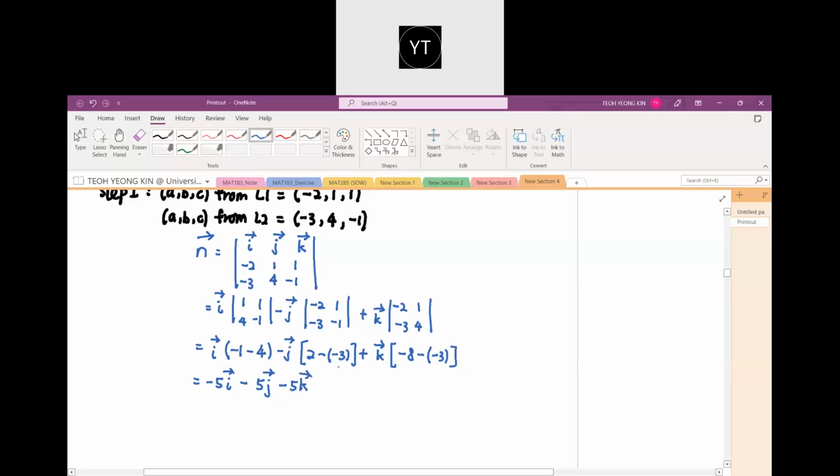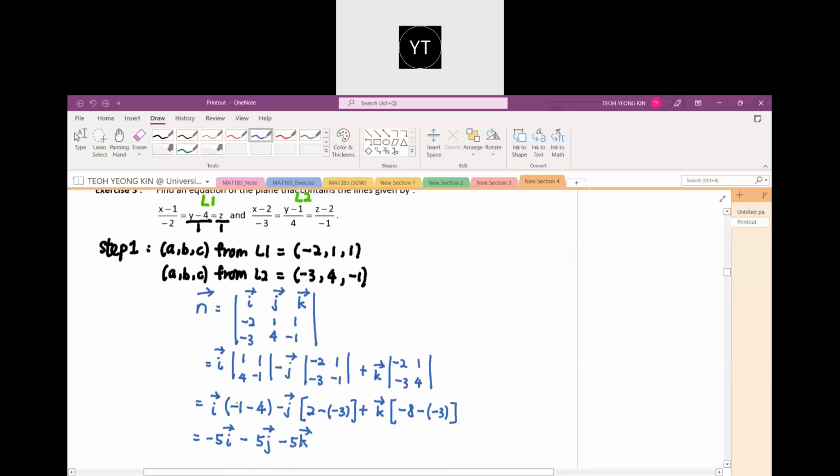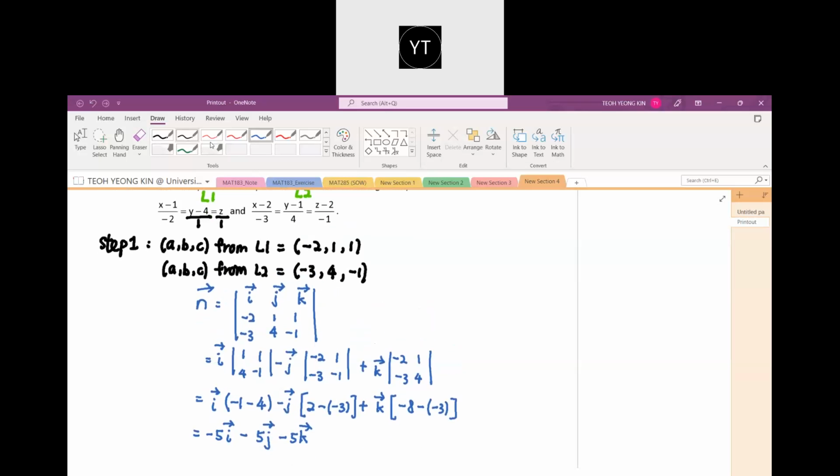So again, it's negative 5, correct? So this is positive 5, negative 5, correct? Negative 8 plus 3 is negative 5, negative 5k. Yeah, this is our normal vector. So now we have the normal vector, and then we need the p naught.